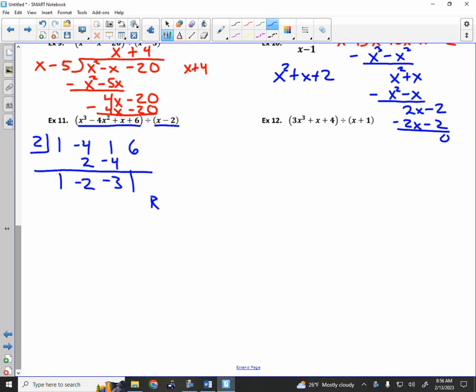We then multiply and we add. So what does this mean? The -3 is my constant, like 6 is the constant. -2 is the coefficient for the x, and 1 is the coefficient for the x squared. So my answer is 1x squared minus 2x minus 3. And that's all you have to do. Isn't synthetic division nice?